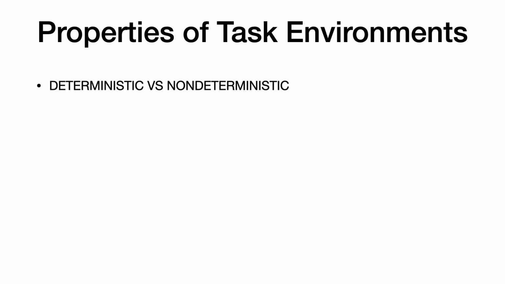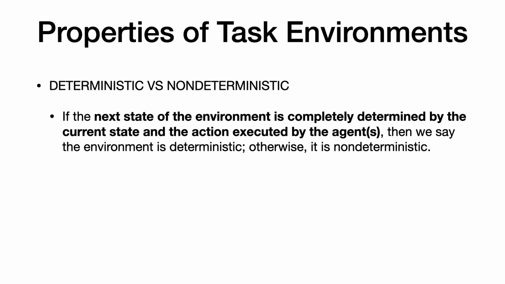So we have other properties like deterministic versus non-deterministic, where deterministic generally indicates that it is not random in nature, it is not stochastic, which means that it is perfectly 100% without any uncertainty.